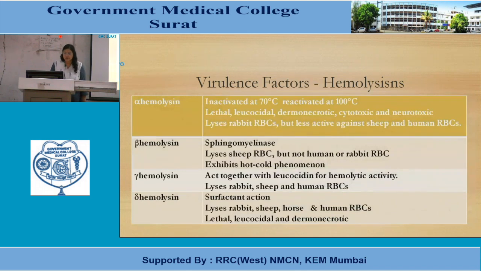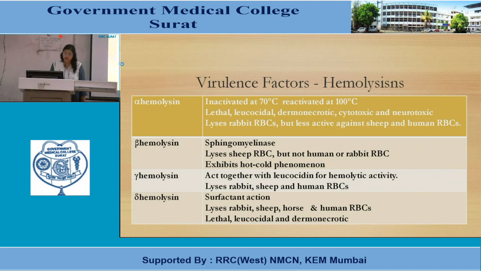So hemolysins can be of 4 types: alpha, beta, gamma, and delta. Alpha hemolysin is inactivated at 70 degrees centigrade and reactivated at 100 degrees centigrade. It has lethal, leukocidal, dermonecrotic, cytotoxic, and neurotoxic properties. It can lyse rabbit RBCs, but is not, or very less, active against sheep and human RBCs.